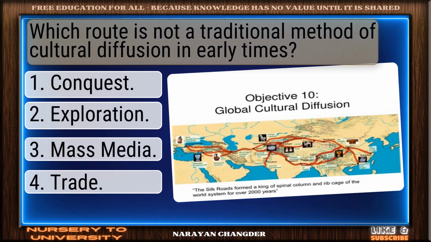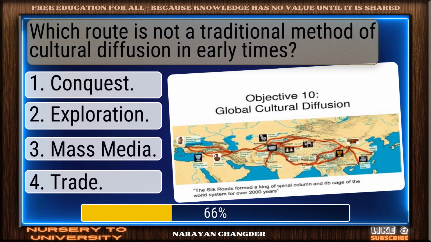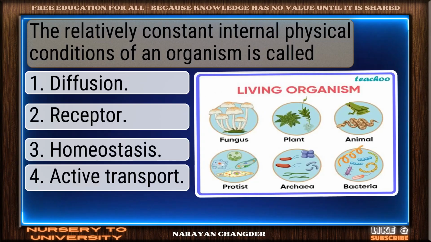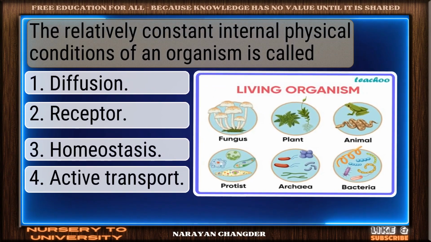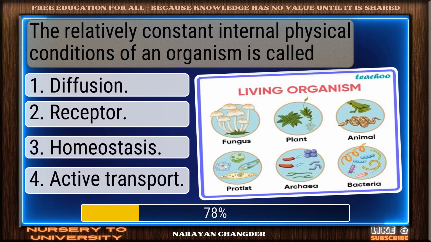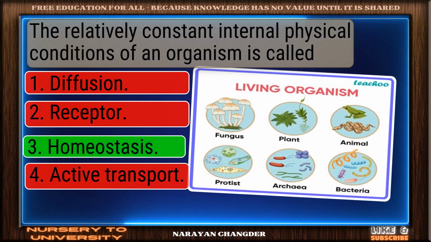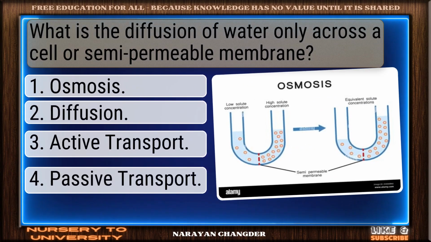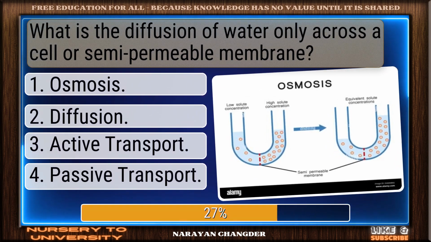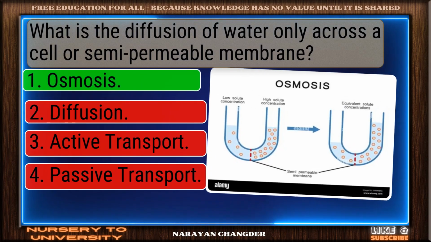Which route is not a traditional method of cultural diffusion in early times? Correct. Mass media is the right answer. The relatively constant internal physical conditions of an organism is called. Sharp thinking. Homeostasis is the right choice. What is the diffusion of water only across a cell or semi-permeable membrane? Right choice. Osmosis is the best answer.